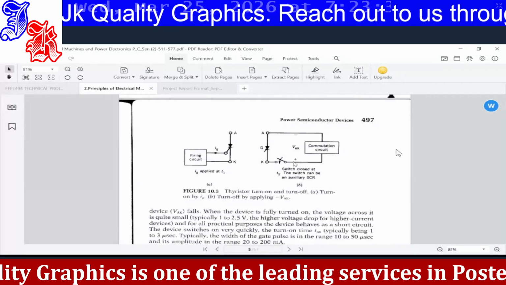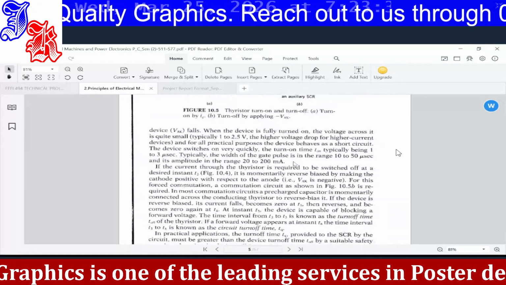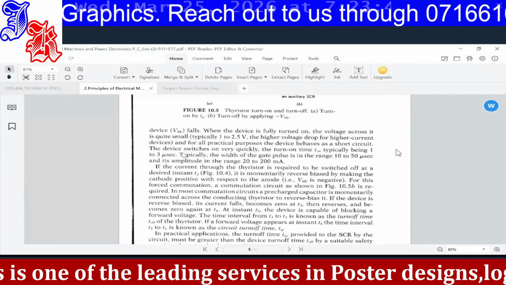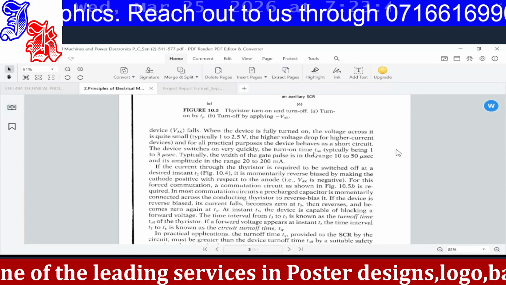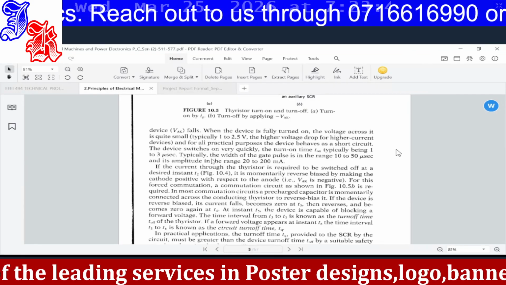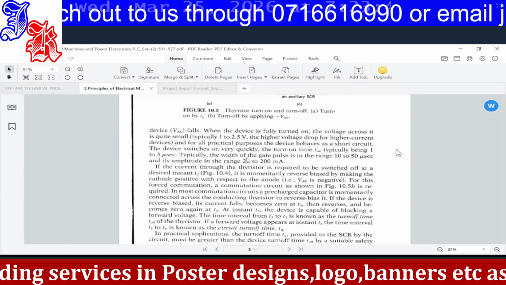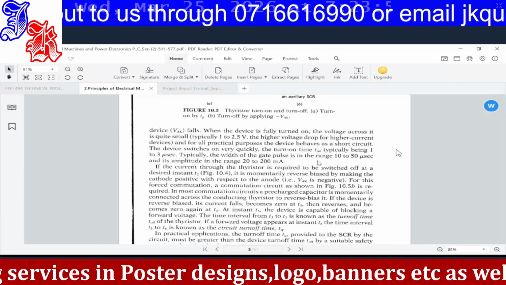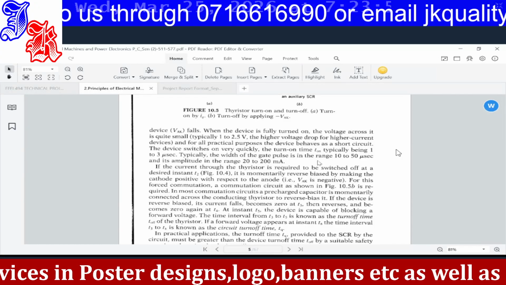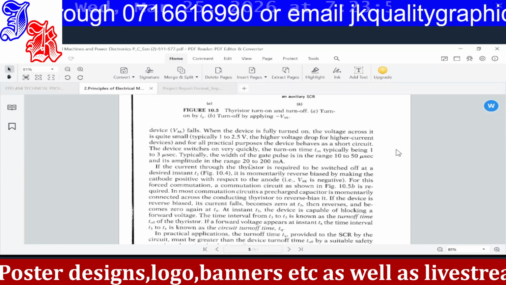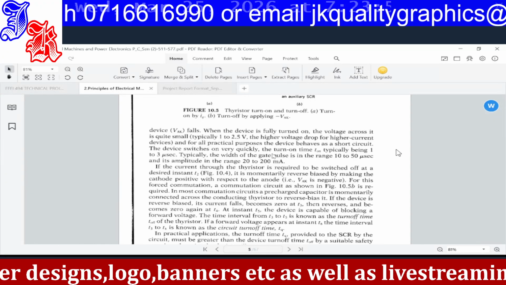So the device switches on very quickly. The turn on time T on is typically between the range of 1 to 3 microseconds. And typically the width of the gate pulse, whatever we were able to apply, is between 10 to 50 microseconds, and its amplitude is, so you can maybe ignite with a small current of maybe 20 up to 200 milliampere depending on the size of the thyristor.